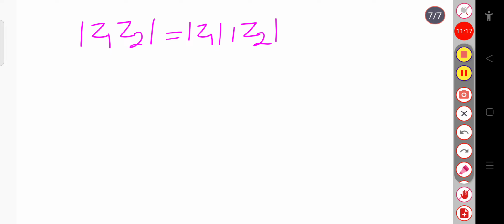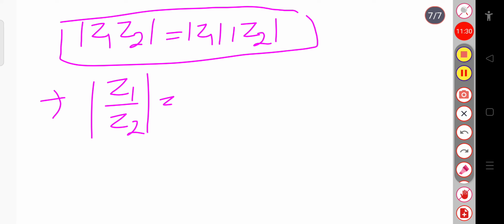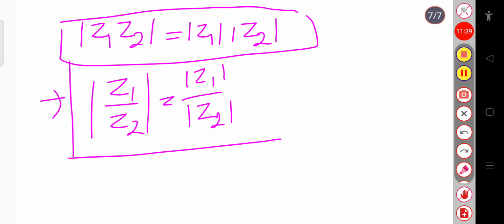This is one property of the absolute value of a complex number. Similarly, you can prove that the modulus of z1 by z2 is equal to the individual mods, that is, mod z1 divided by mod z2. So this is all about the absolute value of a complex number and its properties.